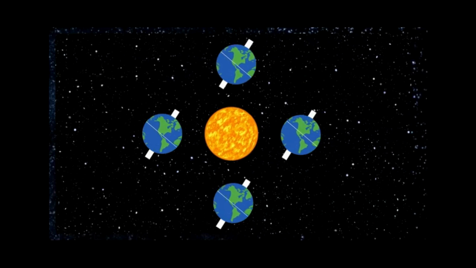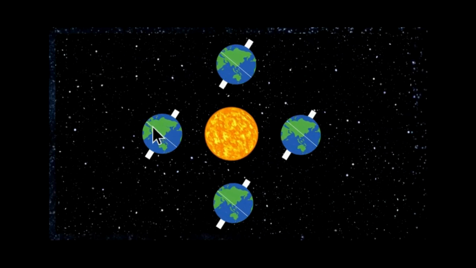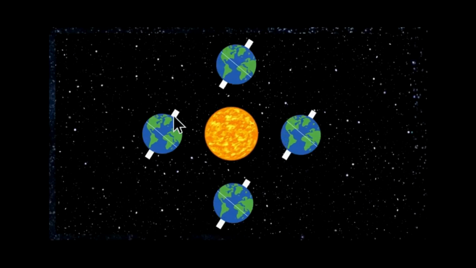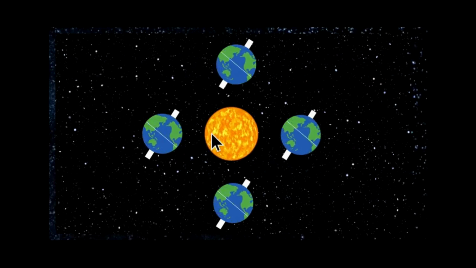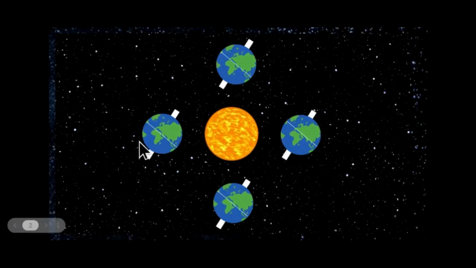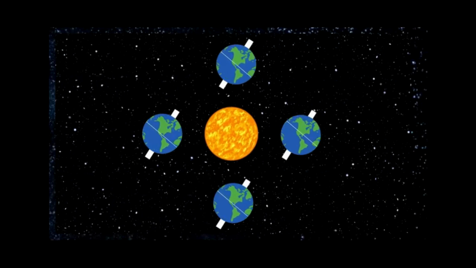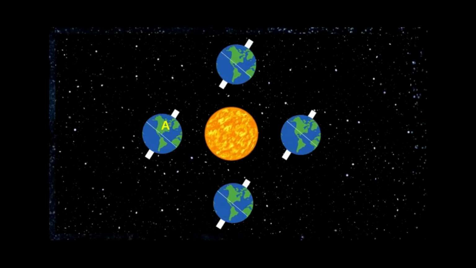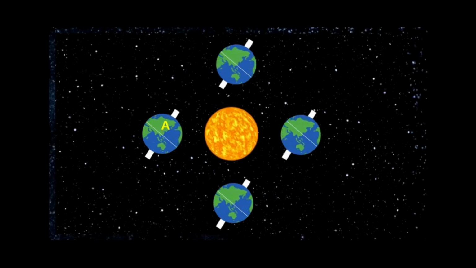Now you can see right here, you've got the northern hemisphere, the top half of it here, is pointing towards the sun, while the southern hemisphere is pointing away. So if we're looking at that, let's label that A. This means at position A, it is experiencing summer because it's pointing towards the sun.